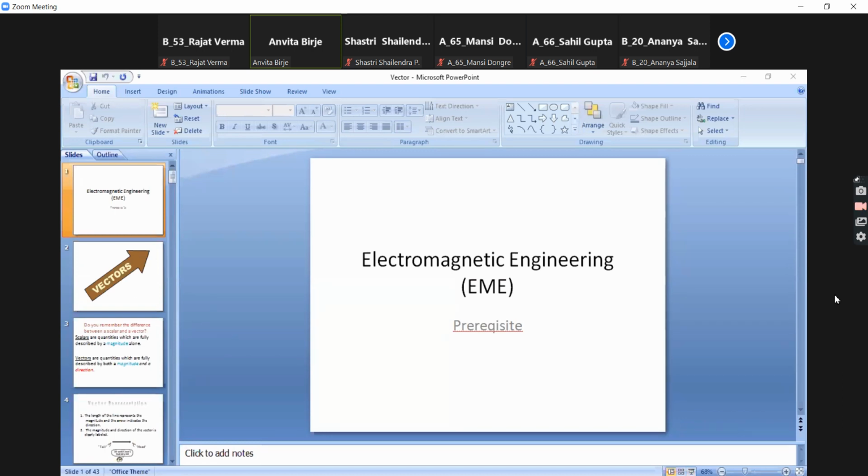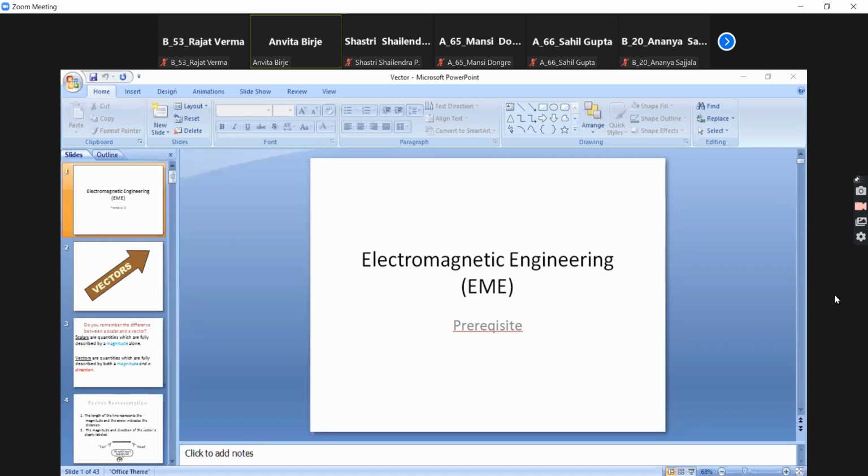Okay, so if I draw a vector, maybe a diagram, then what does that diagram depict? It depicts that the length of the line represents the magnitude and the arrow indicates the direction. Okay, so your vector is going to have a tail and the head. The head has an arrow and the tail doesn't have anything, just a simple line. So the magnitude and direction of the vector are clearly labeled. Please remember all vectors have a head and a tail.